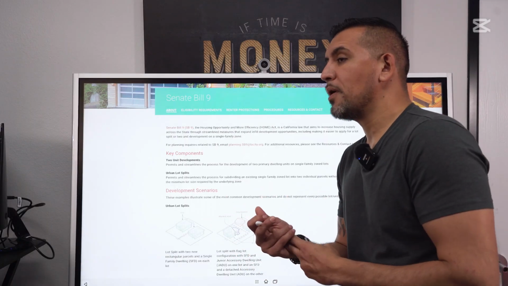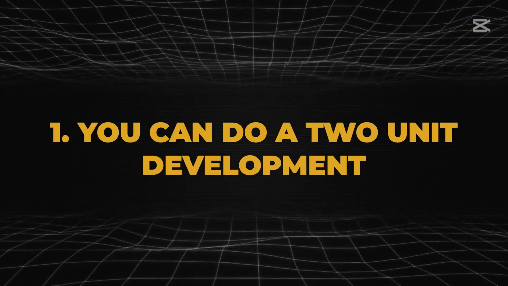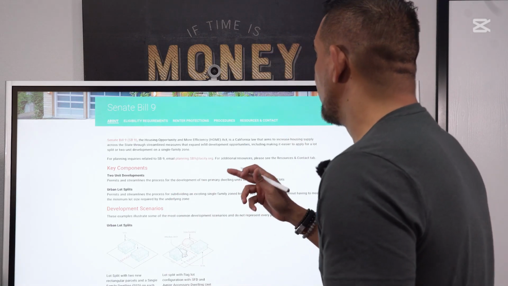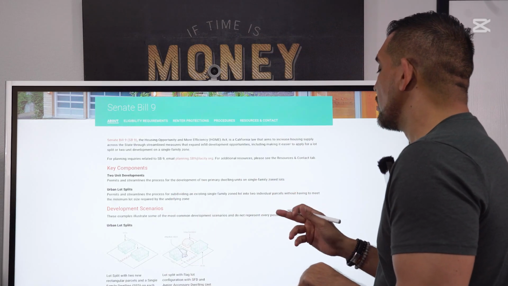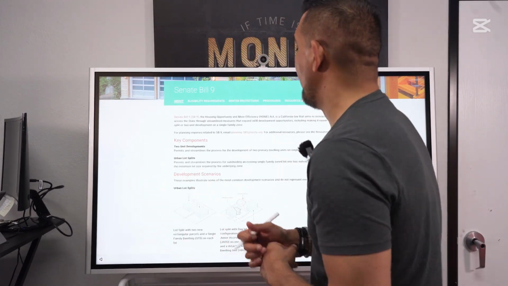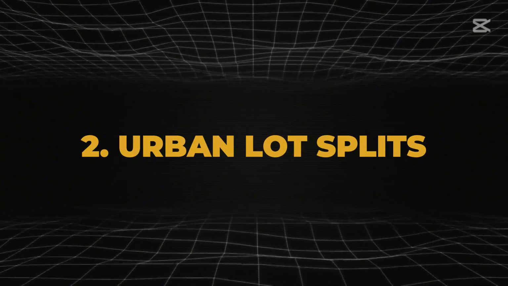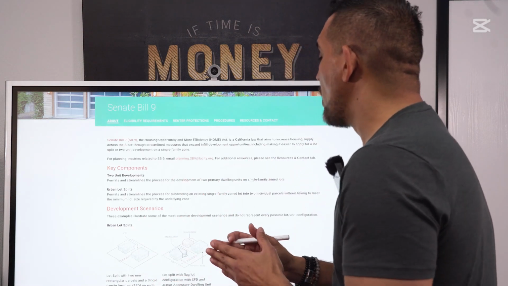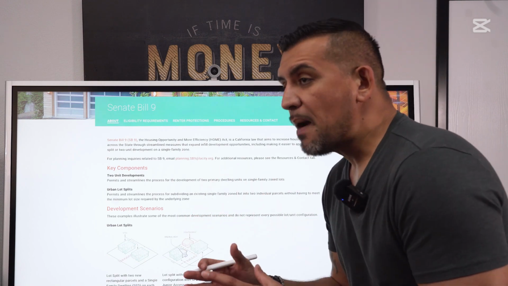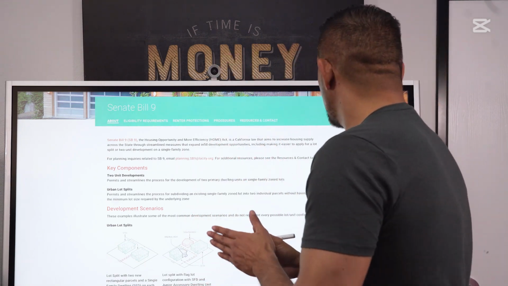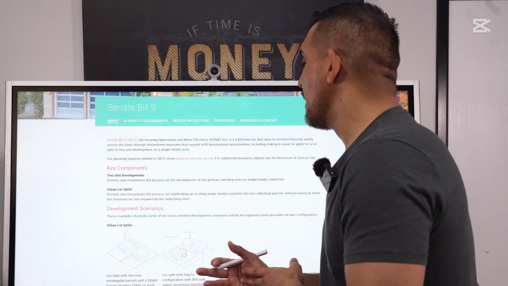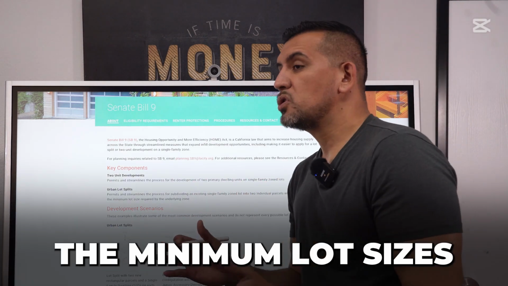Now, there's 2 key components to SB 9. Number 1 is that you can do a 2-unit development. The 2-unit development permits and streamlines the process for development of 2 primary dwelling units on a single family lot. 2 primary single family dwelling units. That's a 2-unit development. The urban lot split, basically, permits and streamlines the process for subdividing an existing single-family zoned lot, right? You can divide it into two individual parcels independent from each other as long as you meet the building requirements like the minimum lot sizes. So we're going to jump into that as well.